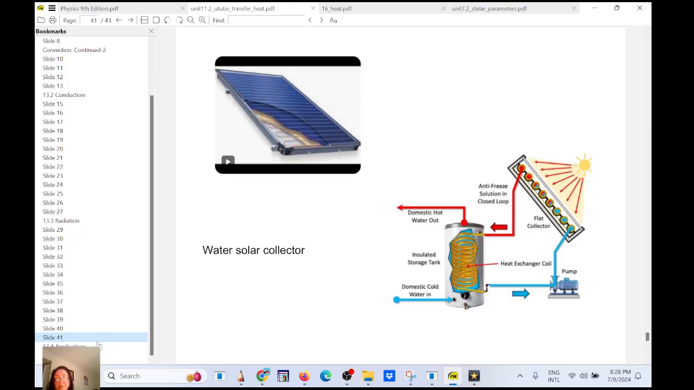Another example that I found in the older edition of your book is a water solar collector. It uses the energy from the sun to heat up a house, for example. It's going to heat up water here, and you have a heat exchanger, so the hot water will heat up the domestic water there. The point is that you have this device, and you see those tubes are dark. They are coated with dark paint, so that way they will absorb the maximum radiation from the sun. So it's like a black body.